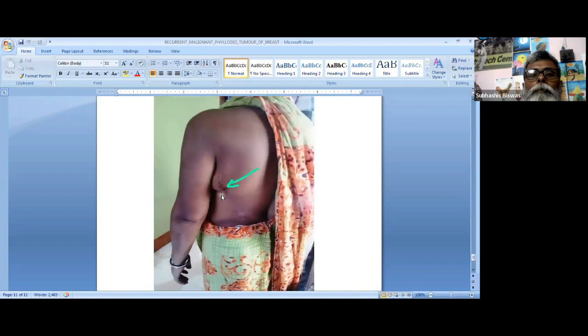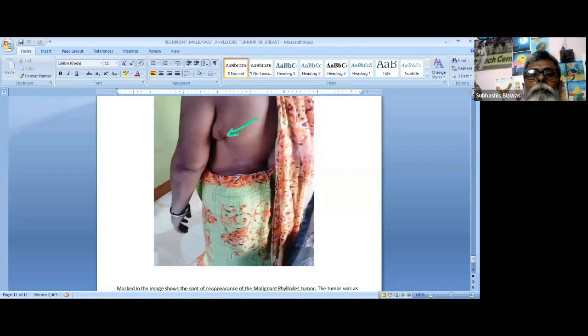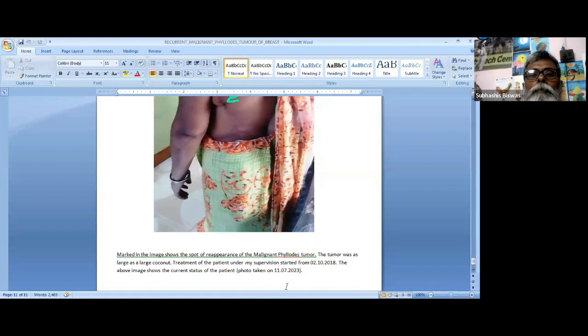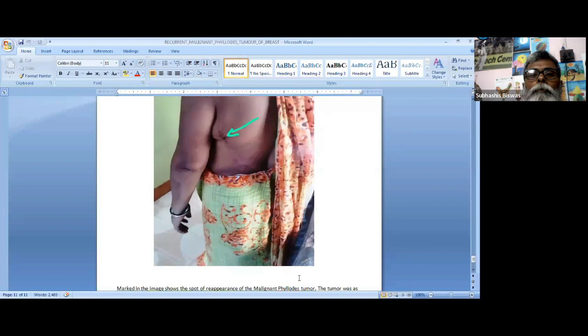This is the point where the large tumor, as large as a coconut, appeared, a malignant Phyllodes tumor. The photo was taken on 11th July 2023. Now see the case.